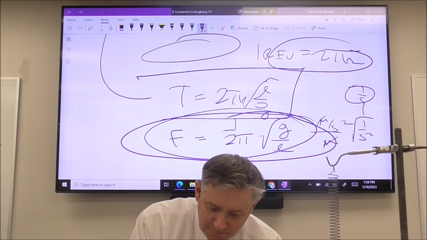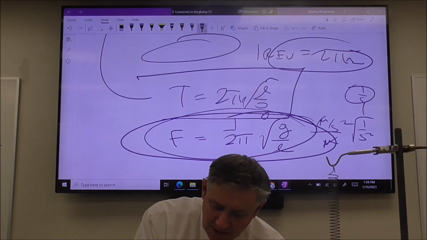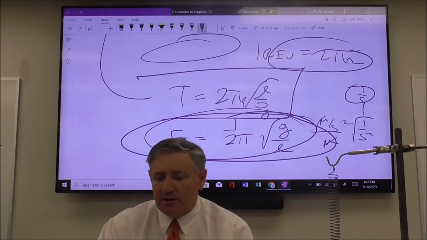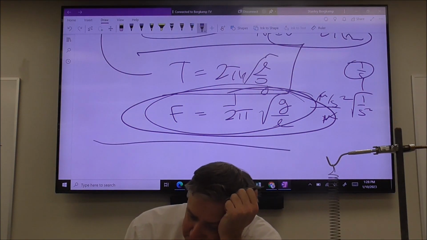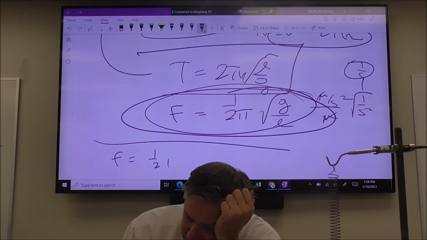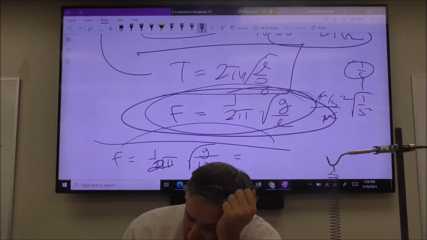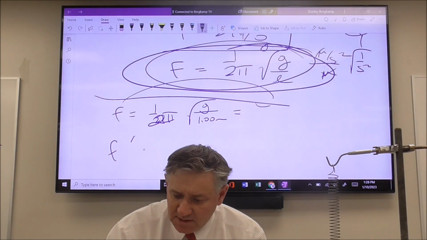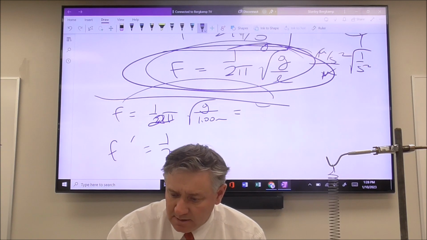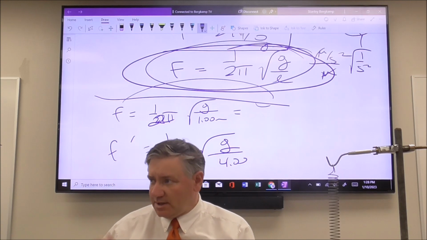Then it says the bob has mass 4m, and we're going to increase the length to 4L. So one option, and again, I don't care how you do this, is you can sit here and go, okay, 1 over 2 pi times the square root of G divided by 1 meter, and you could calculate that frequency. Then, to find the new frequency, you could go 1 over 2 pi times the square root of G over 4. And you could get that value.